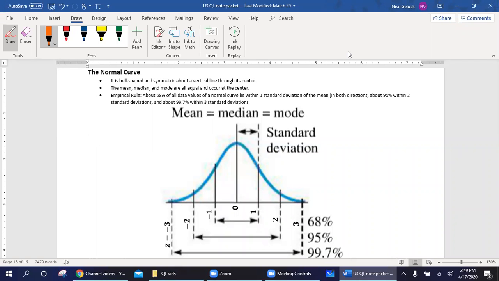Quantitative literacy. This video is the first part of 12.5, so this will be 12.5a. We're going to look at the normal curve for section 12.5. This lesson's emphasis is on the empirical rule. But before we get into that, a little bit about the normal curve.